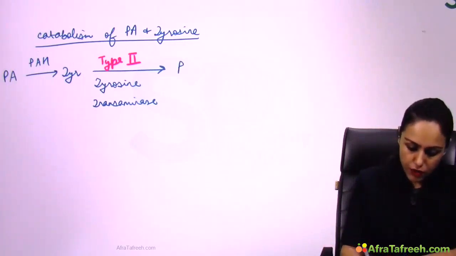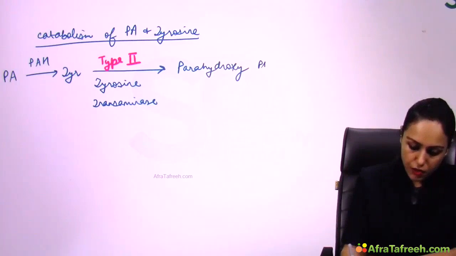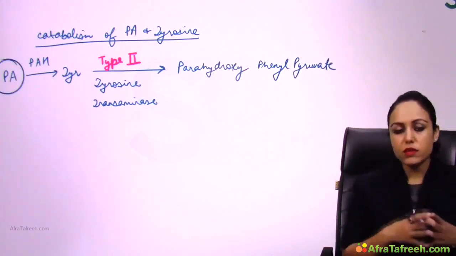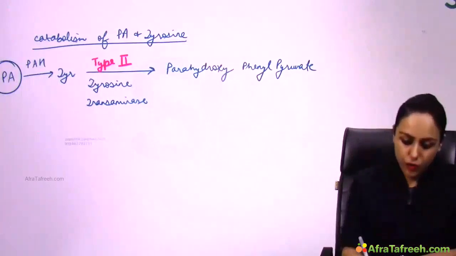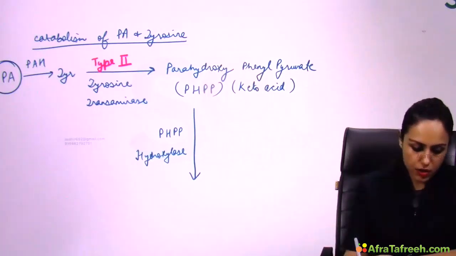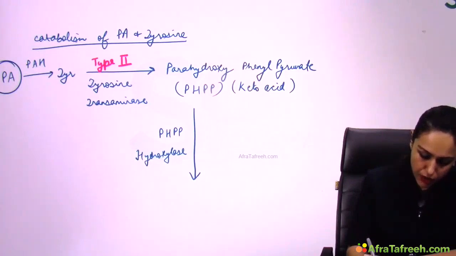So now we have para-hydroxy. At the para position, a hydroxy group is present in the case of tyrosine. So it is para-hydroxy phenyl pyruvate. Why phenyl pyruvate? Because this is phenylalanine. By transamination, the amino acid alanine will form pyruvate. So when here it is phenylalanine, then it is called phenyl pyruvate. And the short form of this is para-hydroxy phenyl pyruvate, which is a keto acid. Right? Now this PHPP, para-hydroxy phenyl pyruvate, is taken up by the next enzyme, that is PHPP hydroxylase enzyme.